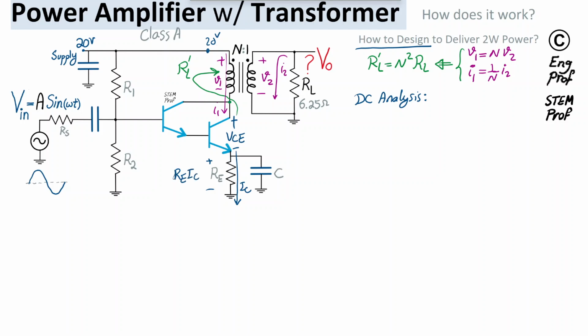Therefore, I can write, again, a KVL, Kirchhoff voltage law. So the sum of all voltage drops should be equal to VCC. So VCC equal to 20 volt, this is what I refer to as supply, or VCC, is equal to VCE of the BJT transistor plus RE times IC.